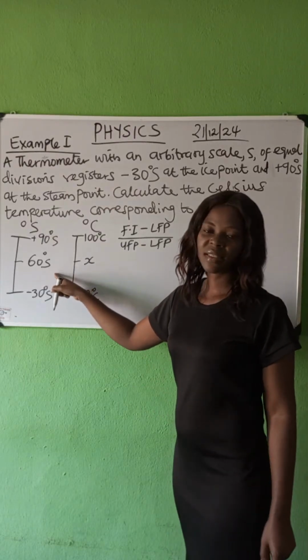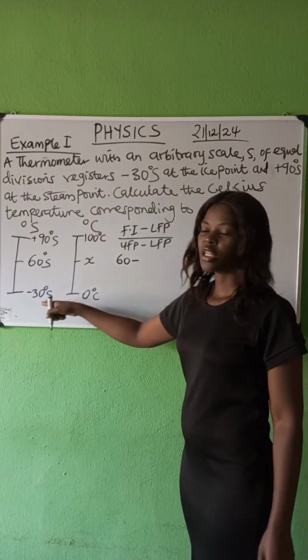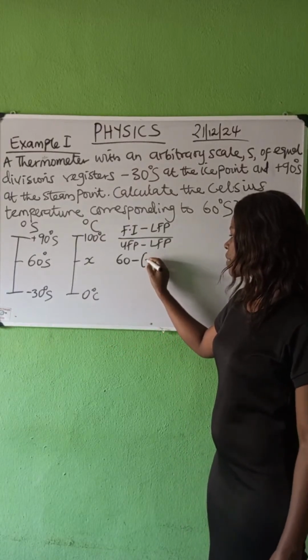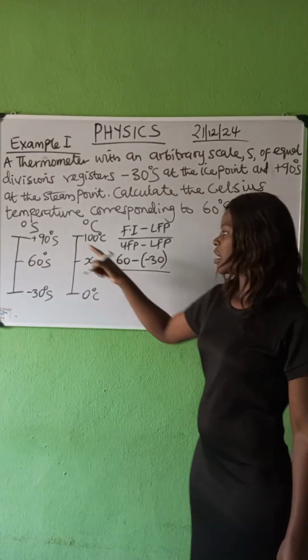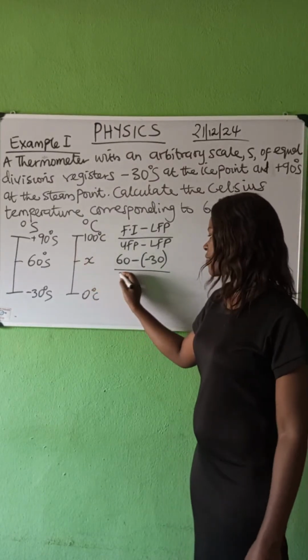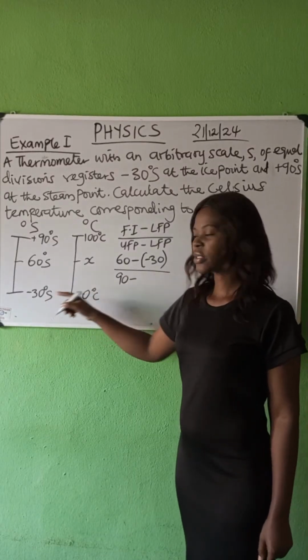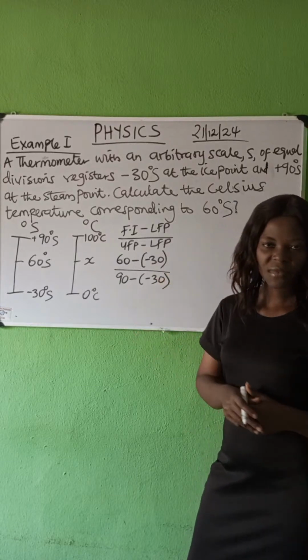The fundamental interval here is 60, so I will say 60 minus the lower fixed point, which is minus 30. I'll put in bracket minus 30. Is that clear? And divided by the upper fixed point, which is 90. 90 minus the lower fixed point, which is minus 30. I'll put in bracket minus 30. Is that clear?